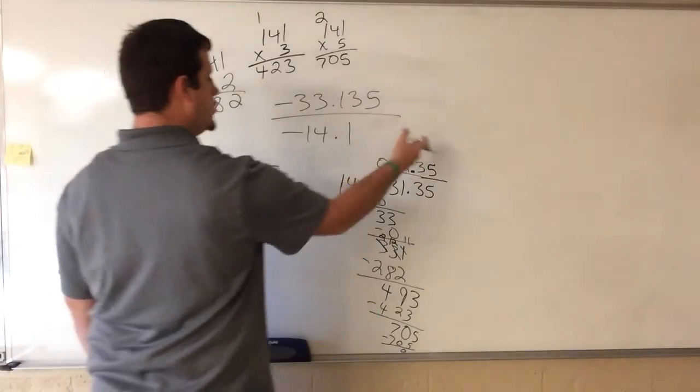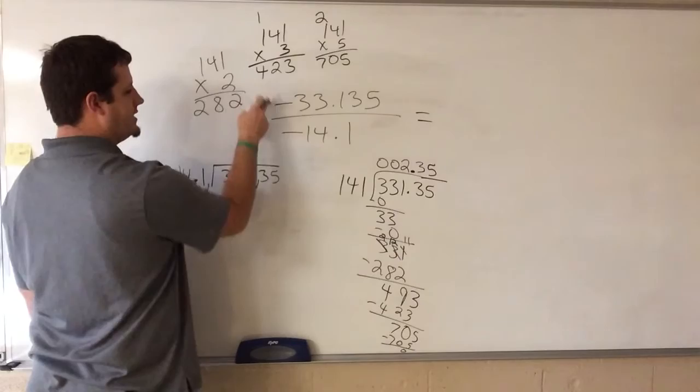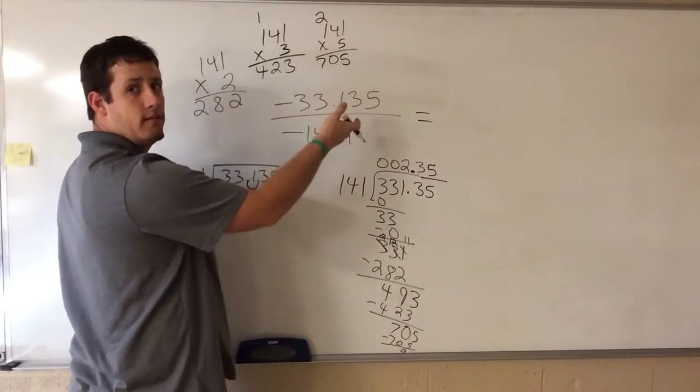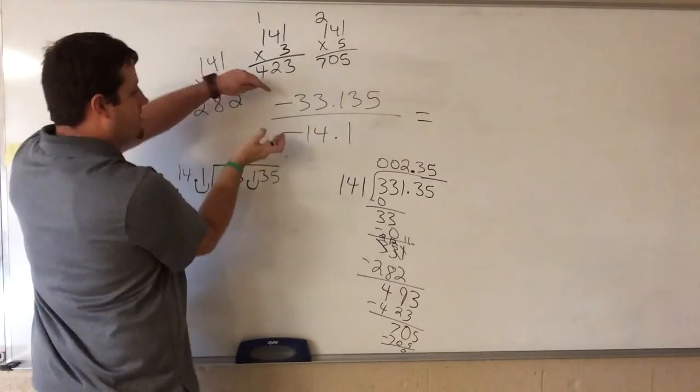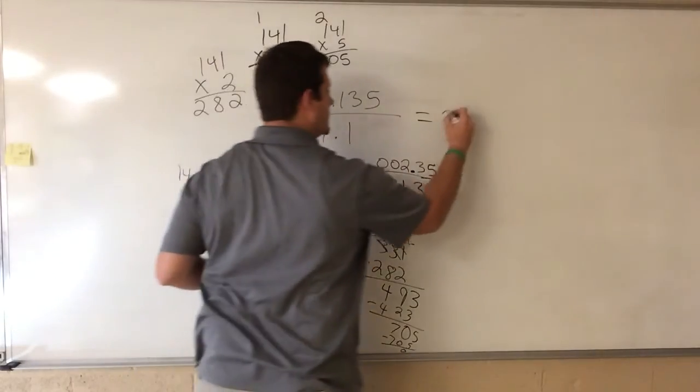So 2.35. Is it going to be positive or negative? This is my original question, right? All right, so on division, if they have the same sign, what's my answer going to be? Positive.